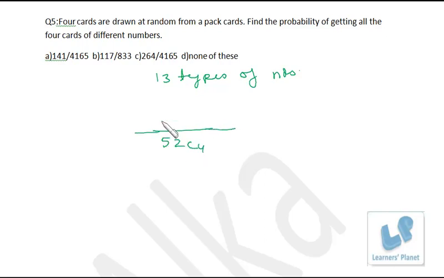Now when we draw the first card, it can be any of the types out of 13 types, right? So 13C1. Now we want a different number next time, so we are left with 12 choices now. Suppose for the first time we are getting a 10. Now we don't want a 10, right? So from the remaining 12 types of numbers, we need to draw one, right?